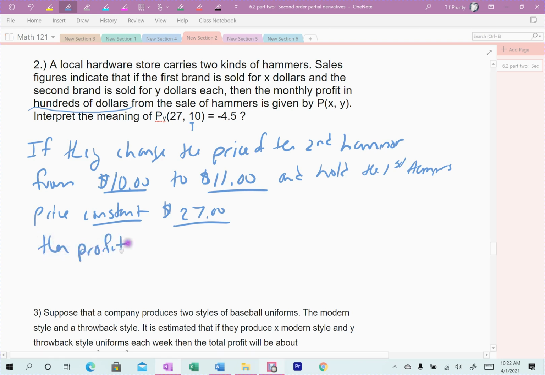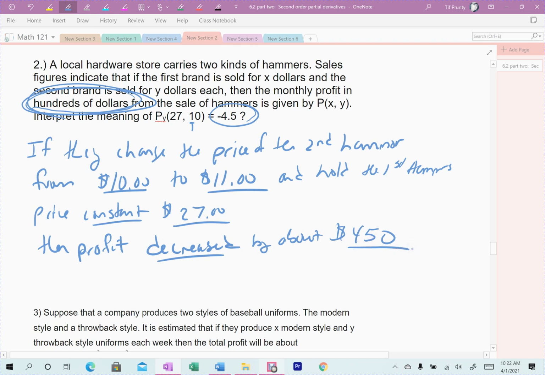then profit is affected by a negative, and again, it is in hundreds of dollars. So the negative part, you don't put the negative part in your analysis. The negative is telling you profit's going down. Profit decreases by about 4,500, or I think it's easier to do 450. Alright, again, you don't put negative 450 in your description. The negative's taken care of by the word decreases. So they're losing profit if they increase the price of the cheaper hammer from 10 to 11, which means their sales are going to go down, right? Your prices go up, your sales go down.